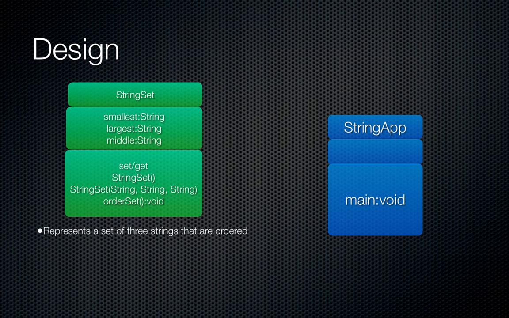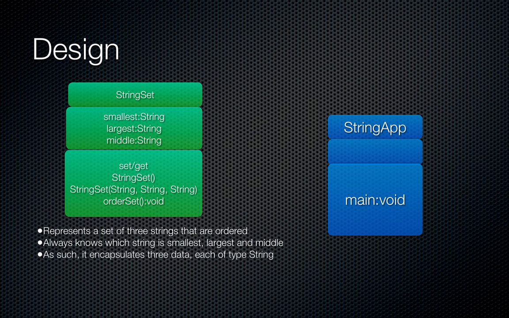The string set class represents a set of 3 strings that are ordered. As we mentioned, every class represents a concept. So what concept does this string set class represent? It represents 3 strings that are ordered all the time. So this class always knows which of the 3 is the smallest, which of the 3 is the largest, and which of the 3 is the middle.